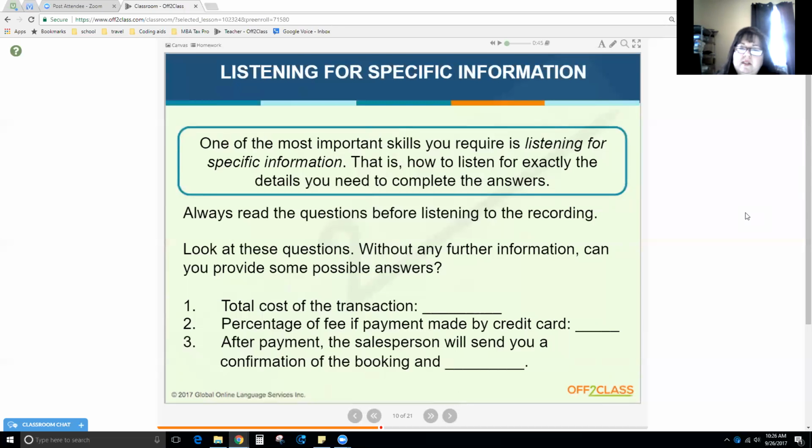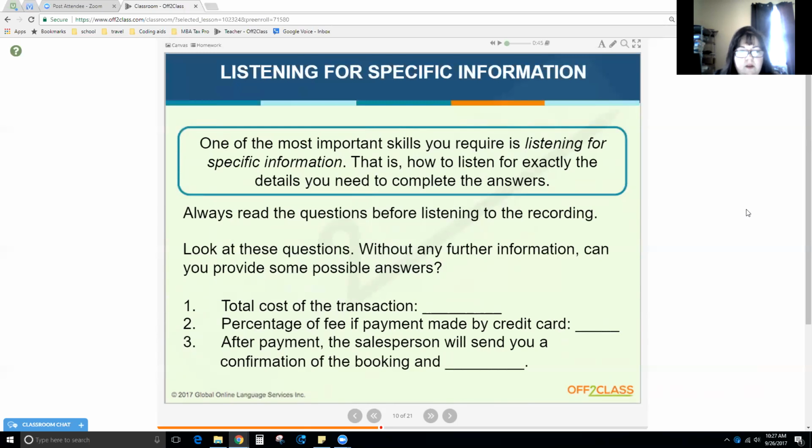Okay. One of the most important skills you require is listening for specific information. That is how to listen for exactly the details you need to complete the answers. And a good example of that is just really listening for a topic sentence or the main idea. So it's important to read the questions before you listen to the recording, and then you know what you're looking for while you're listening.